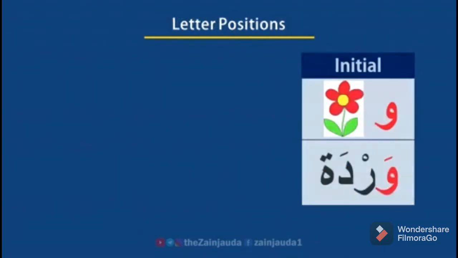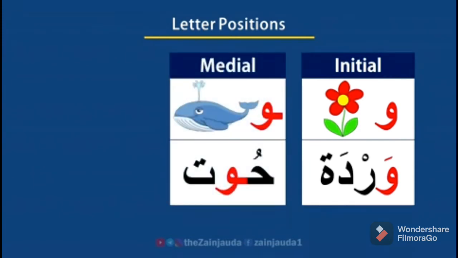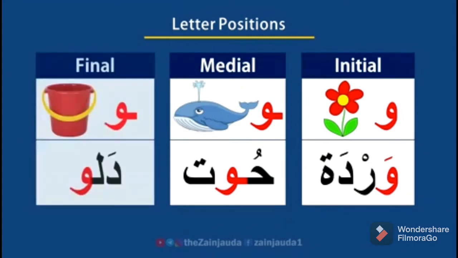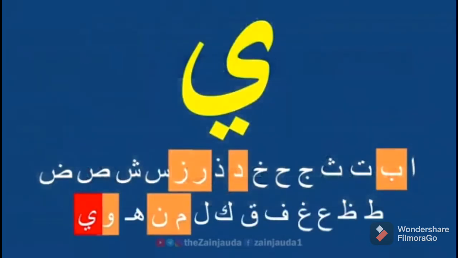And for the positions of waw, in the initial we have warda. By the way, warda is a synonym of zahra. In the medial, hoot. And in the final position, dalu. Notice here also we have no much differences between the three positions of waw as far as its shape.